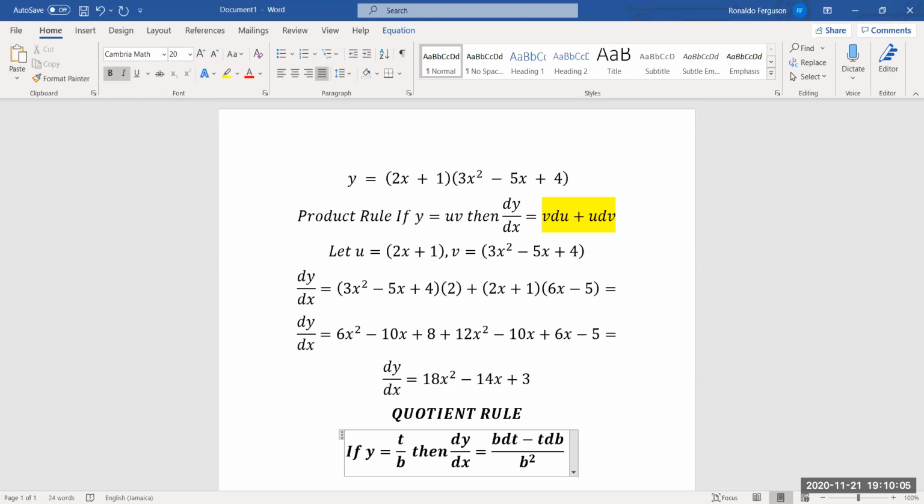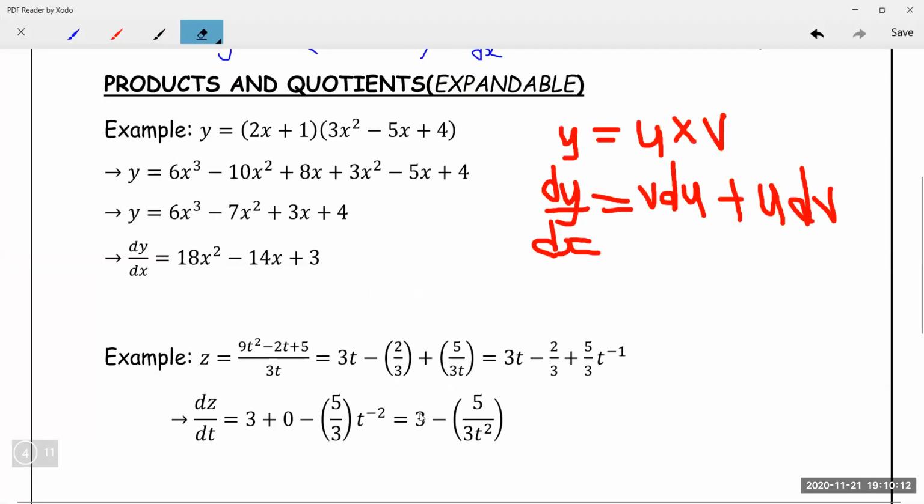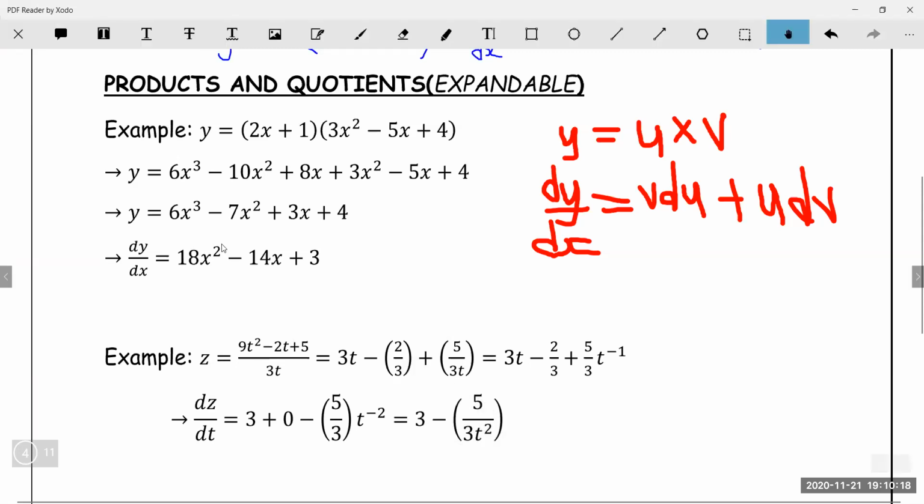All right, so let's go to the example that we had around here. We're going to get the same exact answer, 3 minus 5 over 3t squared. We're going to get the same answer using quotient rule now. So let's copy this. It told us z is equal to this.